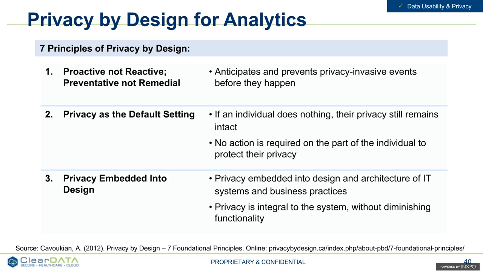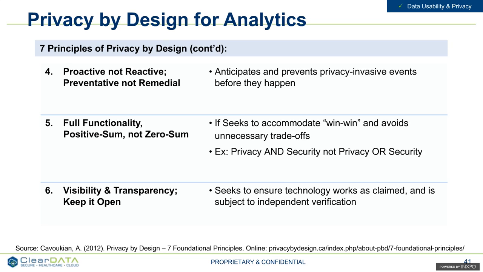The next principle is really, in principle 5, be fully functional. Let's have a win-win. Let's make sure that the patient or the individual can see the benefit of participating in the system. We want to be visible. We want to keep it open. So be transparent about how you are allowing people to use your system and how you are sharing their data for the betterment of them.